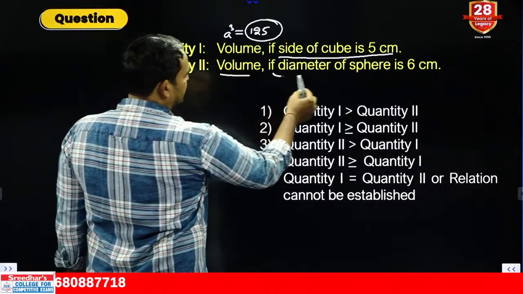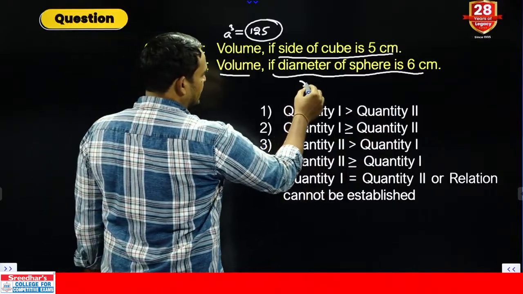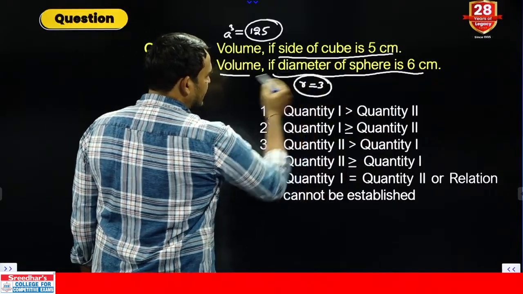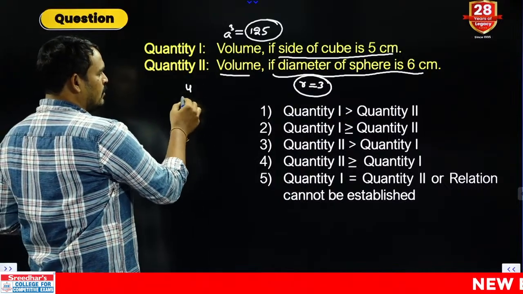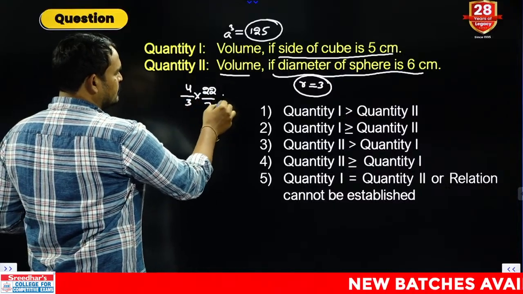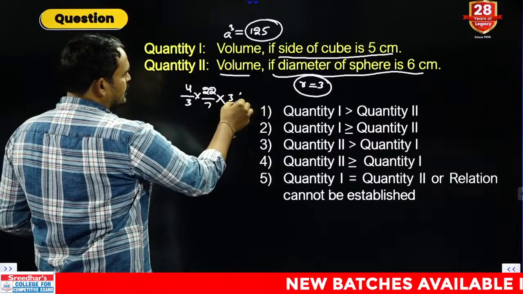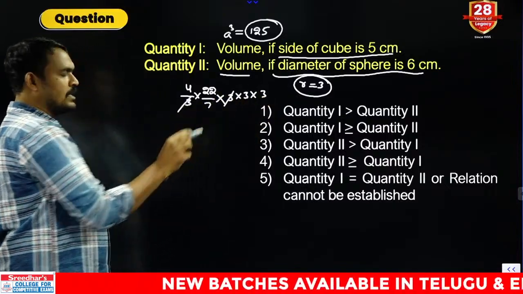What is the second quantity? Volume required. If diameter of a sphere is how much? 6. Diameter of a sphere is 6 means what is the radius value? Radius value 3. Volume of a sphere means what is the formula? 4 by 3 pi r cube. What is the pi value? 22 by 7 into r cube. R cube means 3 into 3 into 3. Numerator 3, denominator 3 cancel.